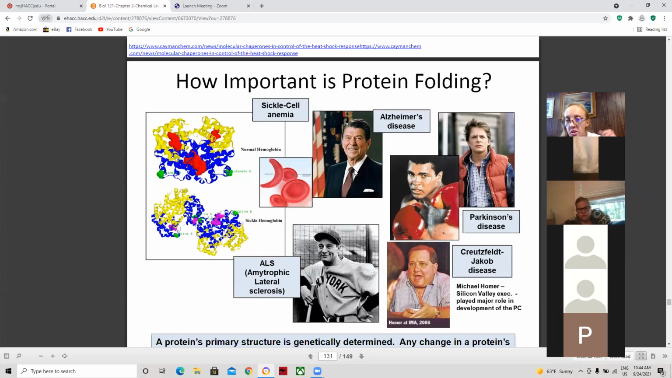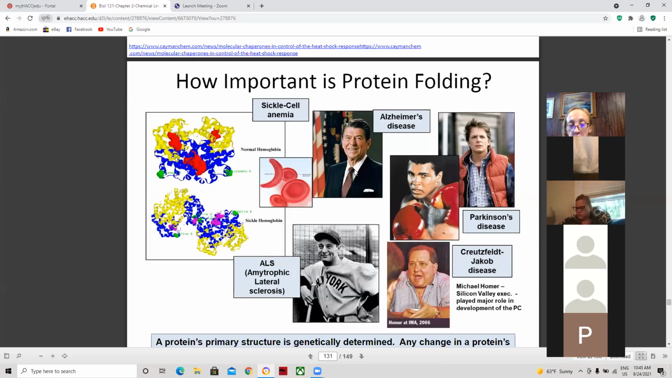Alzheimer's disease is a result of a lack of protein folding or an accumulation of misfolded proteins. Parkinson's is the same thing. ALS, Lou Gehrig's disease, is the same thing. Creutzfeldt-Jakob disease, same thing. Another one, and I think in the case of Muhammad Ali, they call it a punch drunk effect.